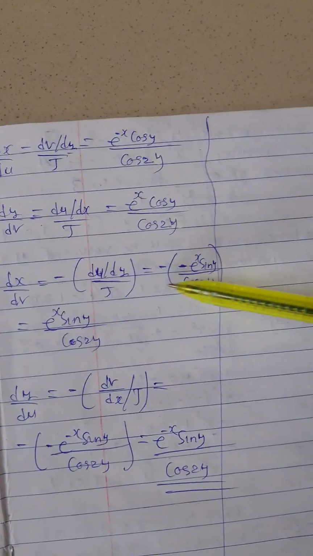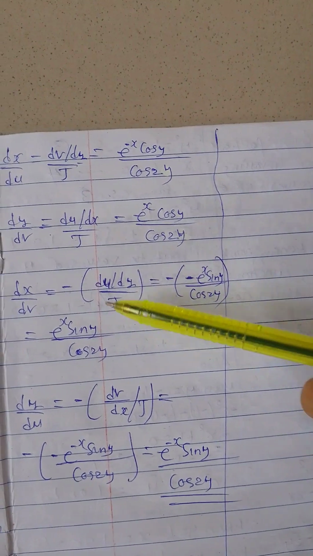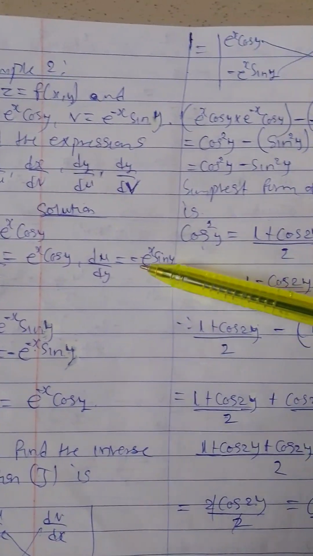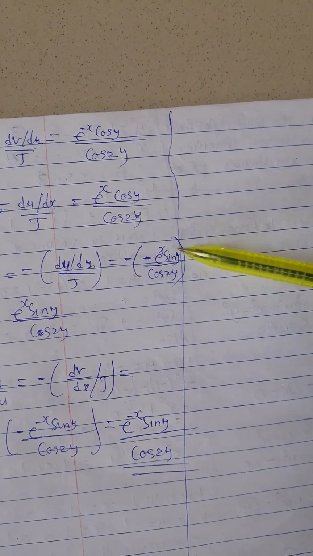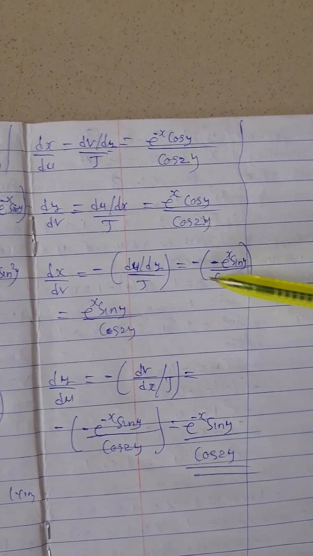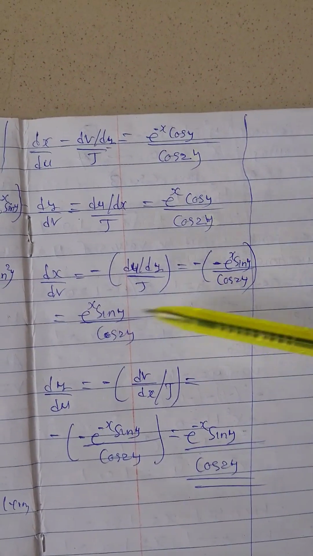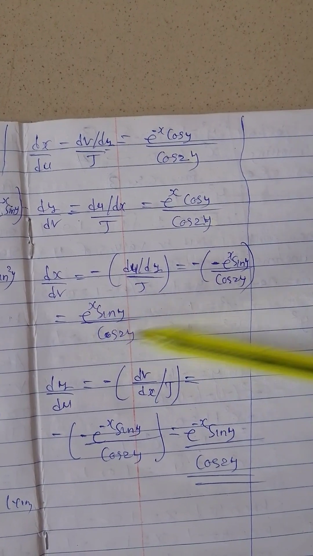So which is equal to minus brackets. And what's my answer for du over dy? My answer for du over dy is minus e raised by x sin y. So that is minus e raised by x sin y all over my j, which is cos 2y. If you open this bracket here, minus times minus will give you plus. That becomes e raised by x sin y all over cos 2y.